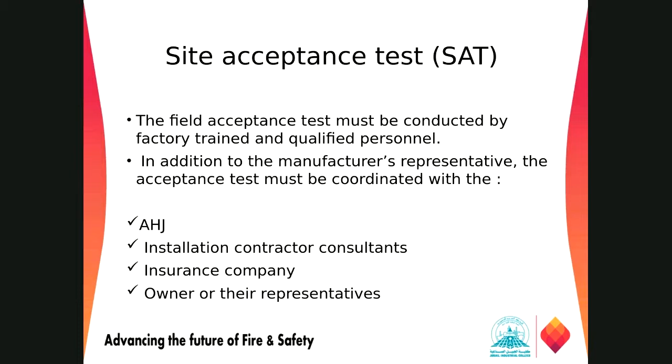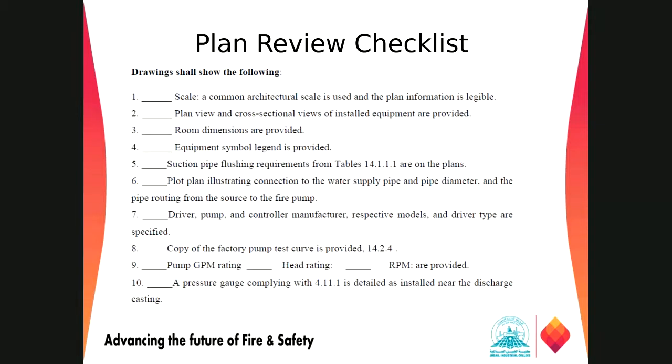The persons we need for the site acceptance test are the AHJ, right? The civil defense of the client, the contractor who installed the system, the consultant who approved the drawing, right? And if it is protected by some insurance company, those insurance company persons should also be there. The owner of the plant or their representative should be at the site to witness the test, right? All those persons should be there to witness what is happening.